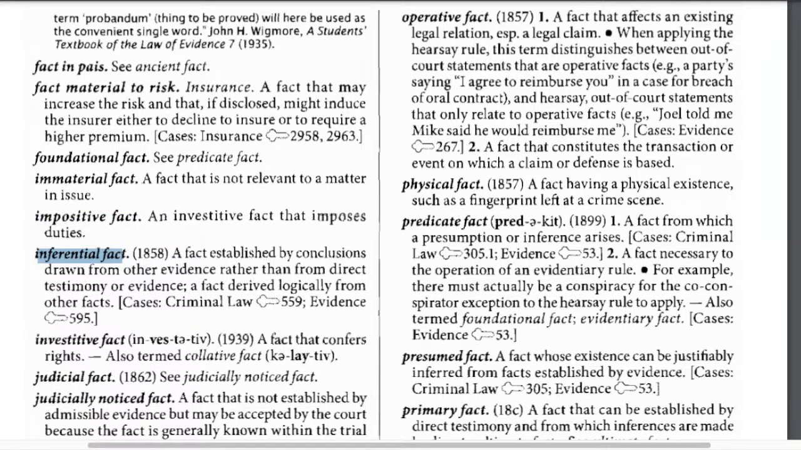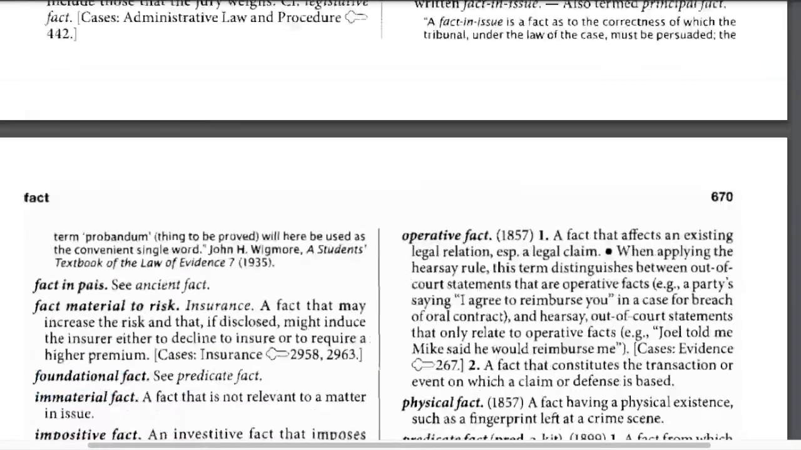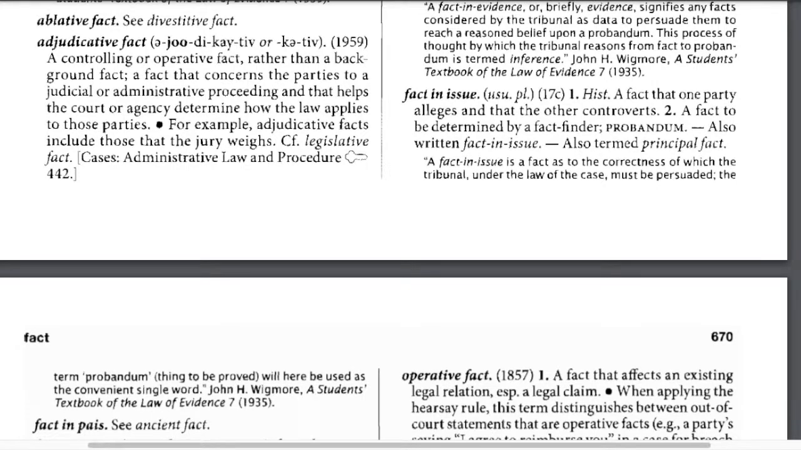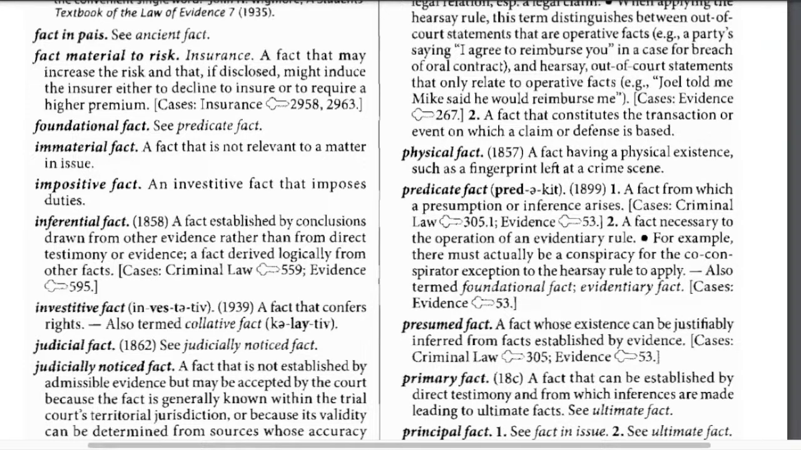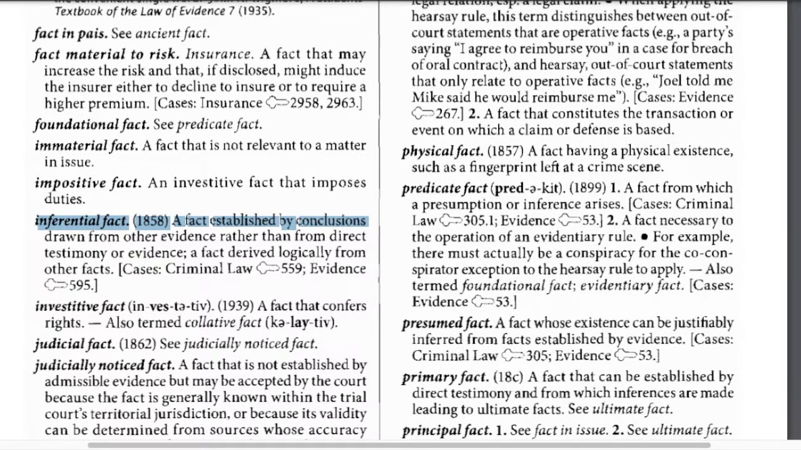So let's see here. Inferential fact, 1858. A fact established by conclusions drawn from other evidence rather than from direct testimony or evidence. A fact derived logically from other facts. This is relating back to the other one we were looking at here, facts in issue. It's an inference. So the inferential fact is a fact established by conclusions drawn from other evidence rather than from direct testimony or evidence, a fact derived logically from other facts.